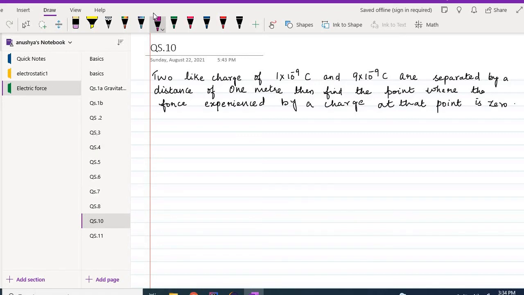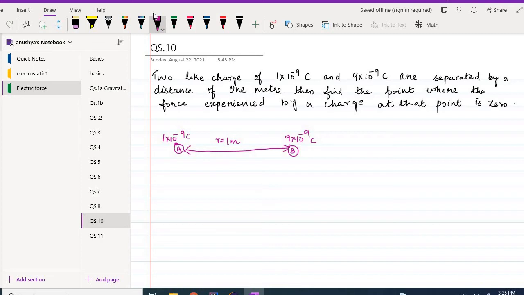So two like charges. Let the first charge, 1 × 10^-9 coulomb, be A, and the other charge, 9 × 10^-9 coulomb, be B. Both are separated by a distance of 1 meter. In the given question, they are separated by a distance of 1 meter, so R is equal to 1 meter. Okay.